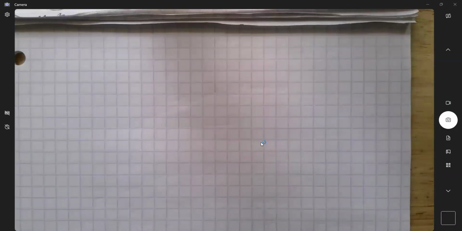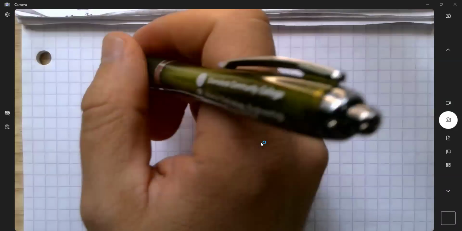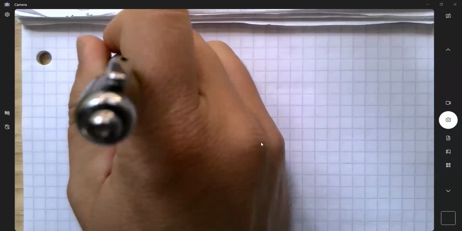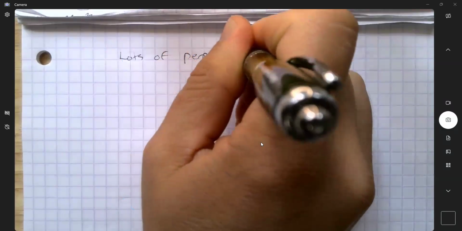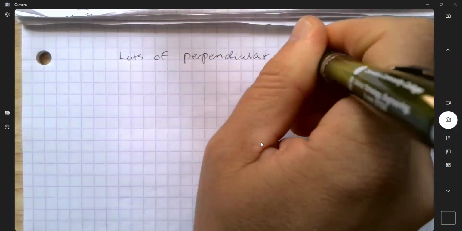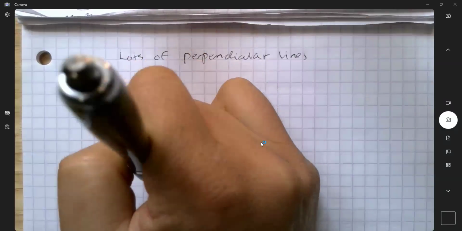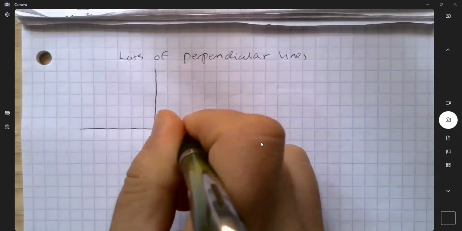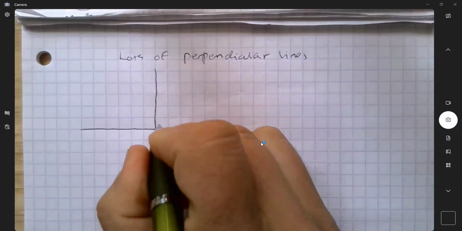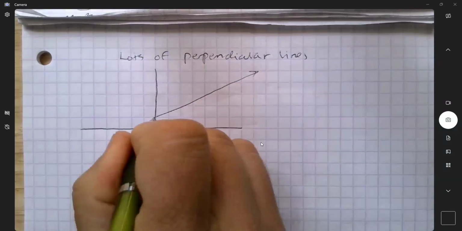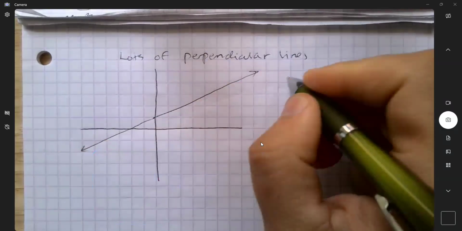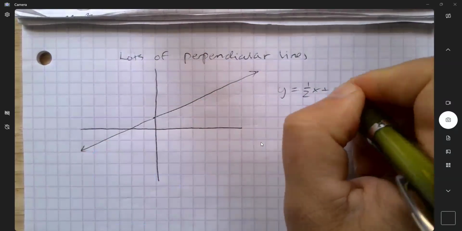Finding the y-intercept is the part that's a little more difficult, because we have lots of perpendicular lines. And the y-intercepts don't always follow a nice simple rule. So I'll show you again using what I had before. So here's our original line, which was y equals 1/2 x plus 1.